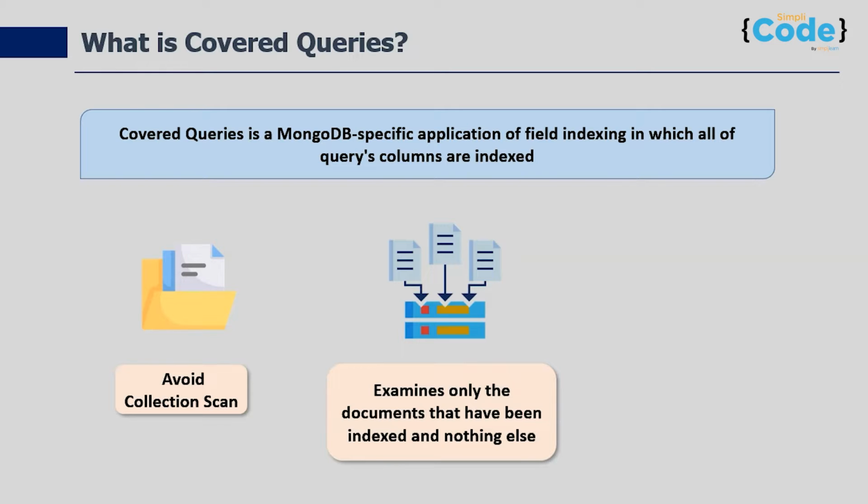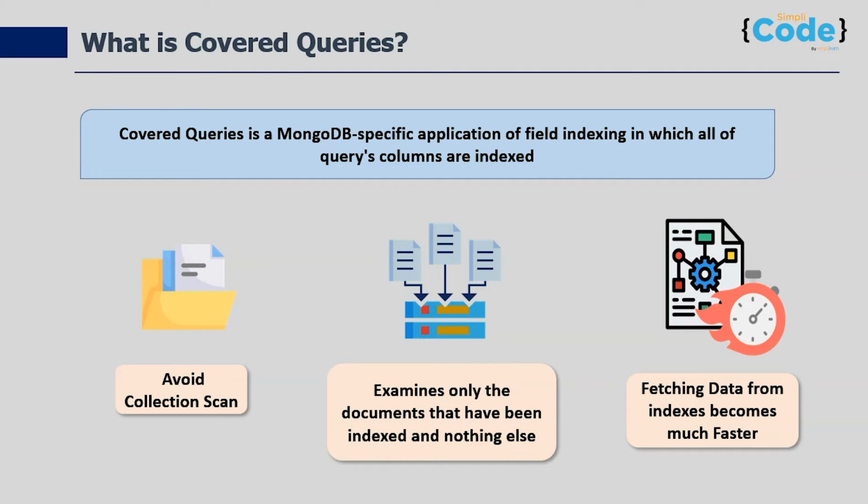Now, covered queries are extremely fast because MongoDB does not have to examine any other documents other than the ones that have been indexed. So it only examines documents in your query for which you have provided the fields that are already indexed. And finally, fetching data becomes much faster using covered queries because covered queries return results from an index directly without having to access the source document, and are therefore very efficient as well.